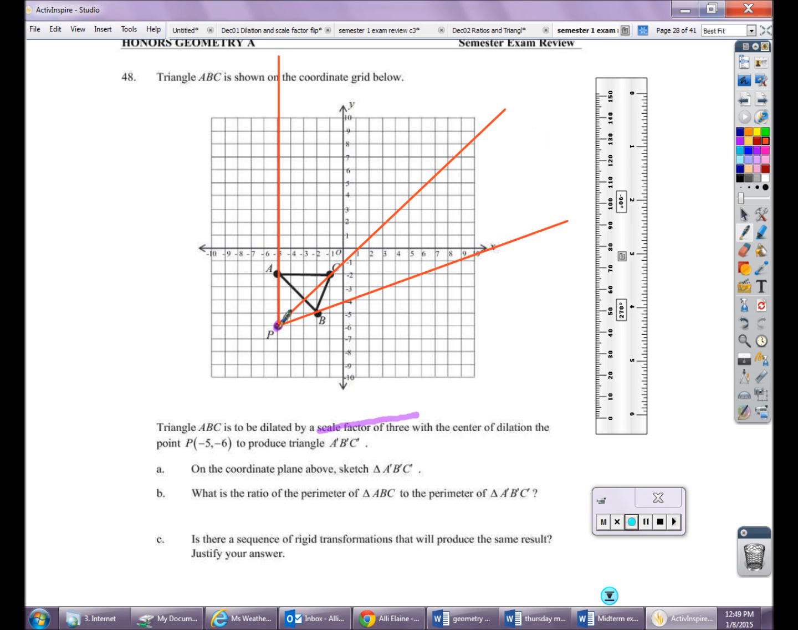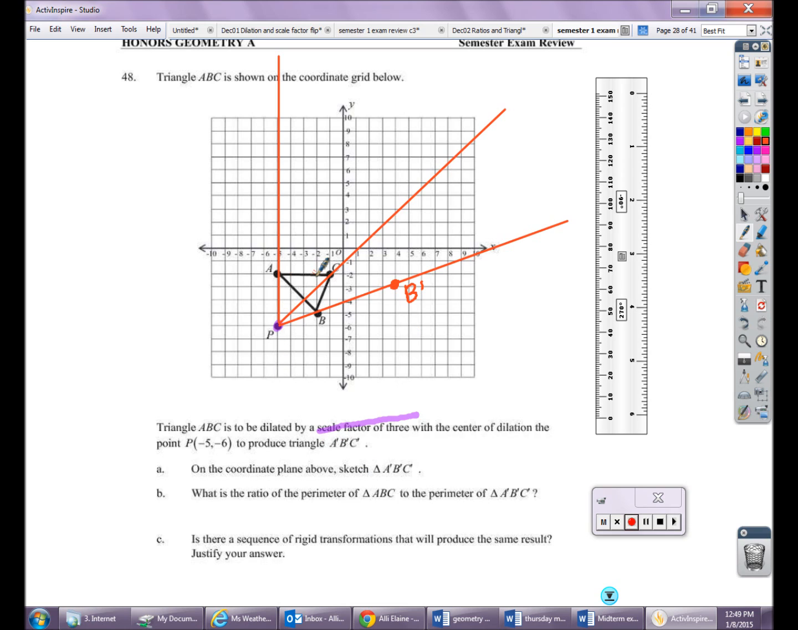So I want this length to be multiplied by 3. So I'm just going to go over 3, up 1. That's 1. Over 3, up 1. That's 2. Over 3, up 1. That's 3. Okay, so my new point there will be B prime.